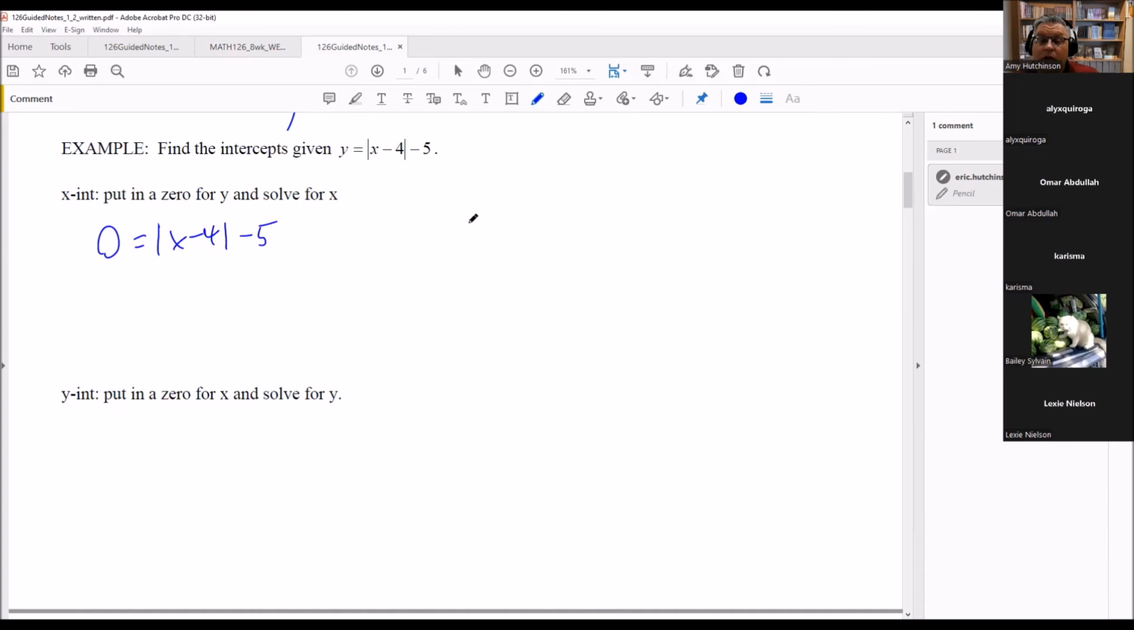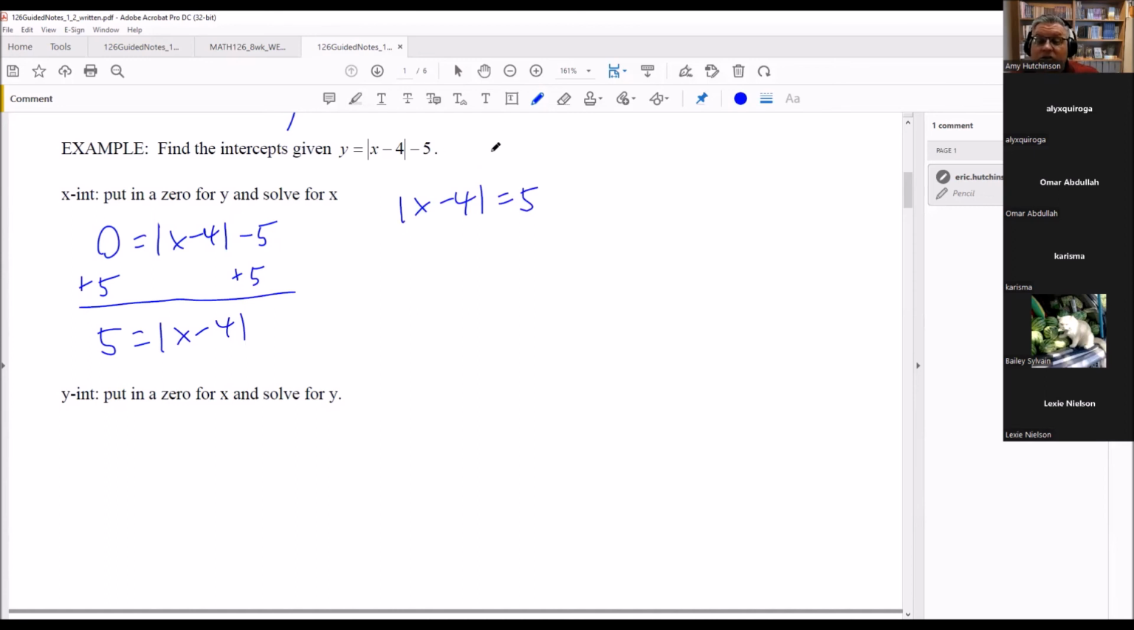Okay. Now for this, whenever you have an absolute value, you want to always isolate the absolute value like that. So what I'm going to do is add 5 to both sides, and I get 5 equals the absolute value of X minus 4. Or of course, I can write it as absolute value of X minus 4 equals 5. That means exactly the same thing.